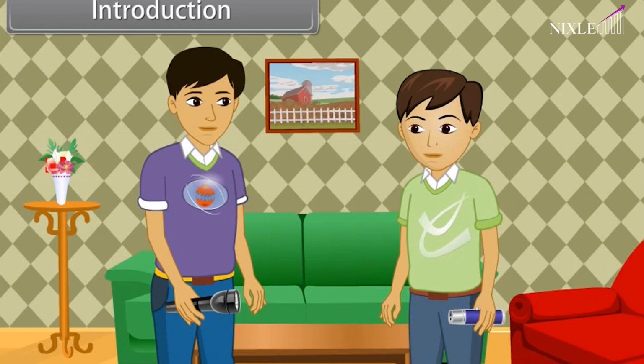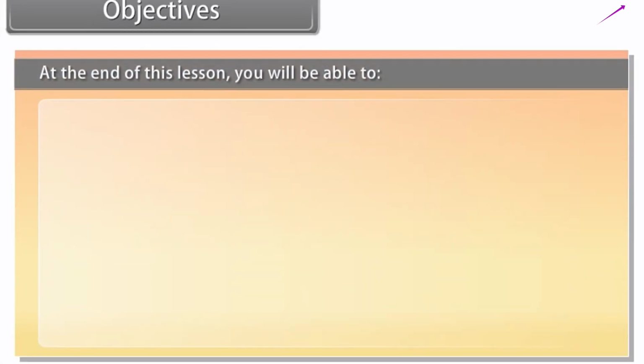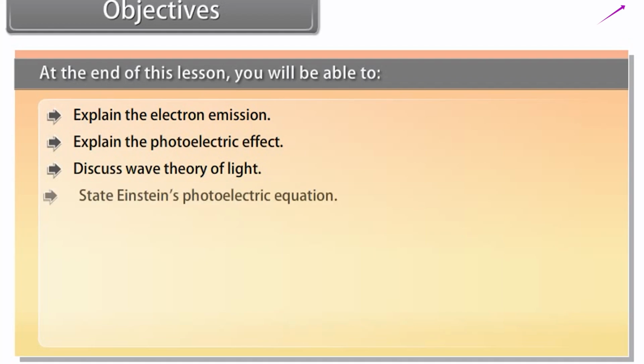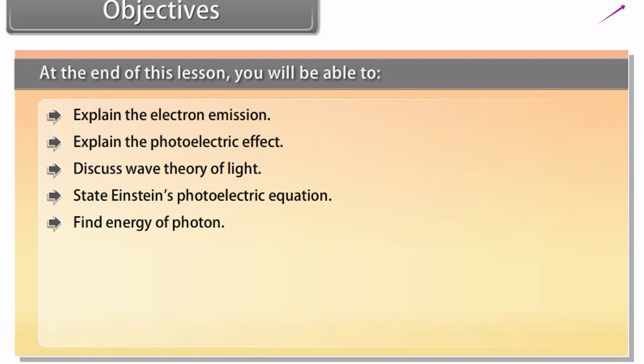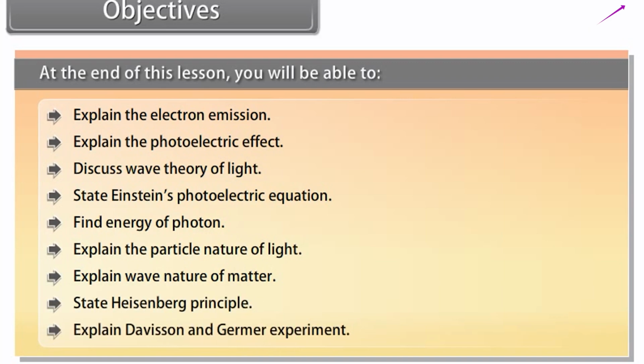Yes, sure. In this lesson, you will learn about the dual nature of matter and radiation. Objectives. At the end of this lesson, you will be able to explain the electron emission, explain the photoelectric effect, discuss wave theory of light, state Einstein's photoelectric equation, find energy of photon, explain the particle nature of light, explain wave nature of matter, state Heisenberg principle, explain Davisson and Germer experiment.